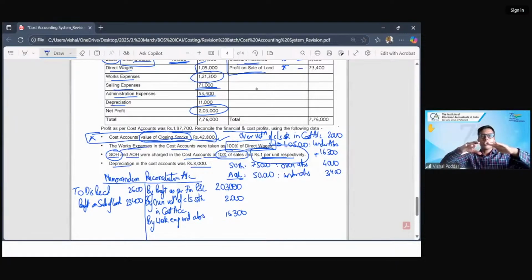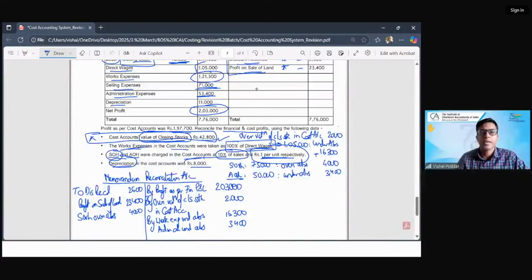Now, expenses are over absorbed in cost sheet. So expenses are over means profit of cost sheet is less. Your starting point in this case is financial. You have to come down. So selling overheads over absorbed and administration overheads again under absorbed. Correct?